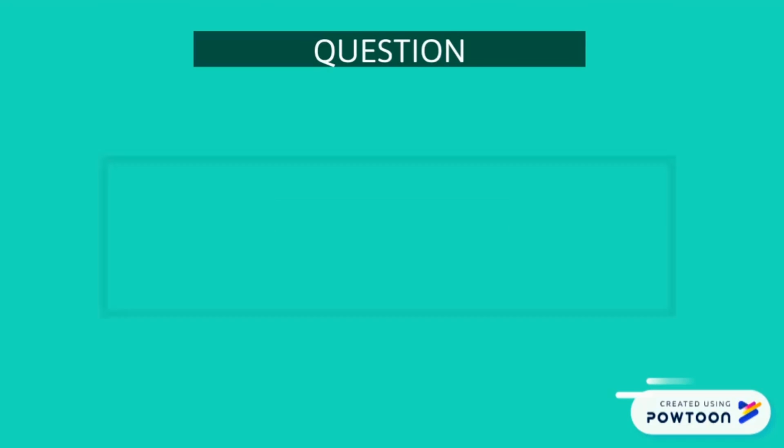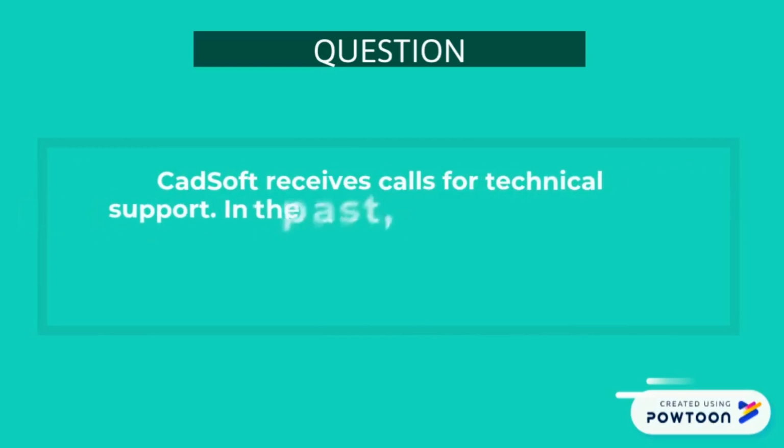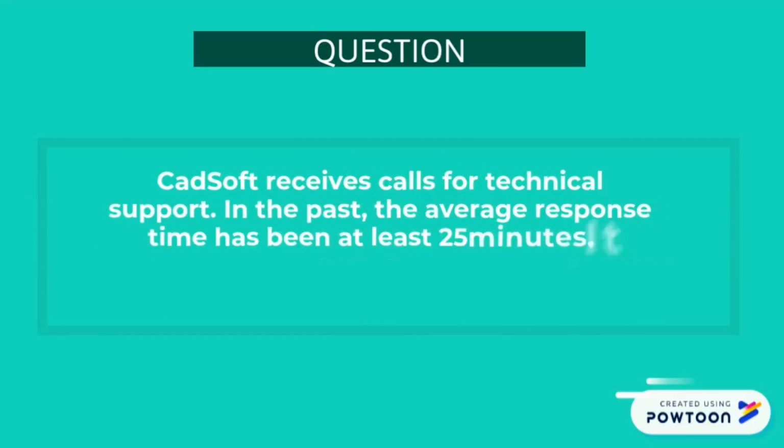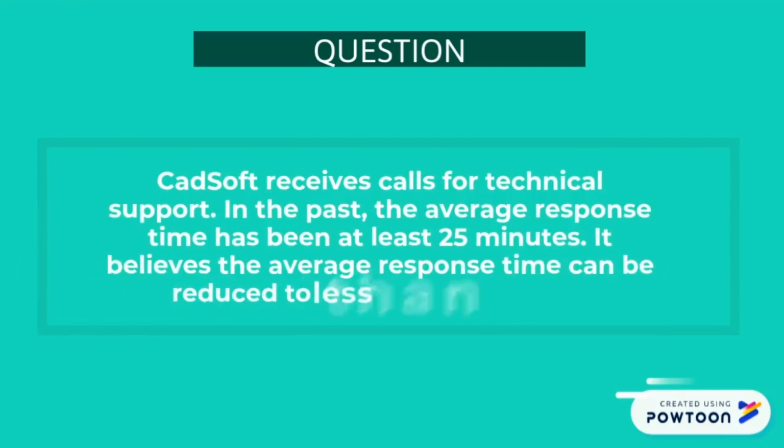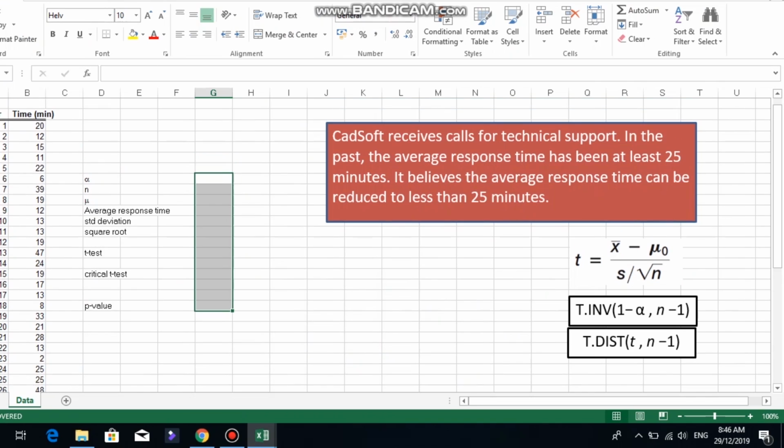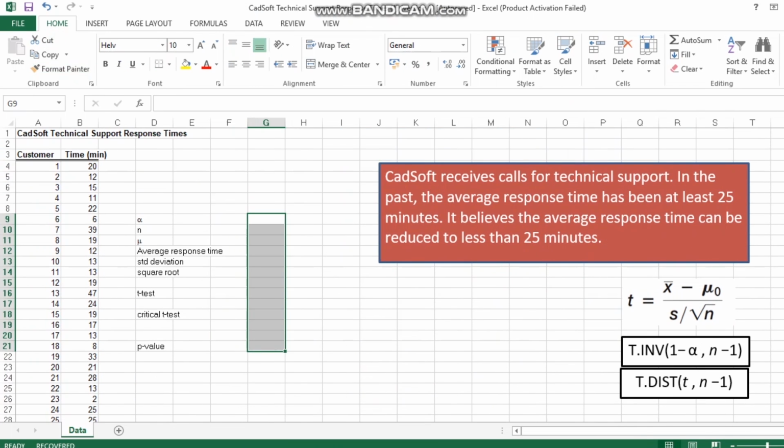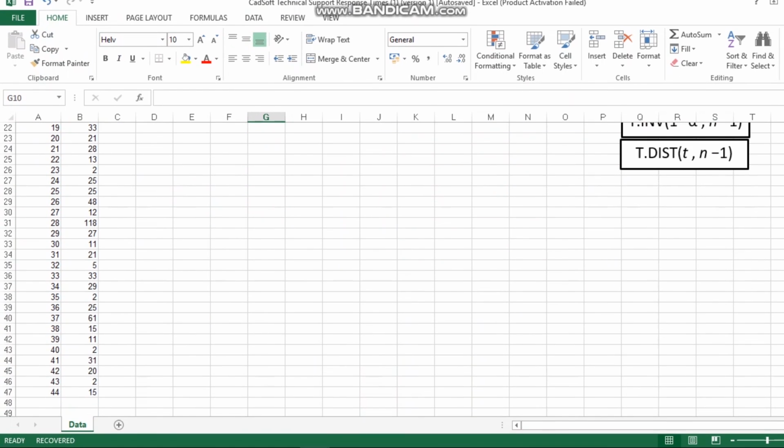Start. The question states that CatSoft received calls for technical support. In the past, the average response time has been at least 25 minutes. It believes the average response time can be reduced to less than 25 minutes. We are going to start with alpha. Alpha is the significance level, which is 0.05. N is the sample size, so the total sample is 44.